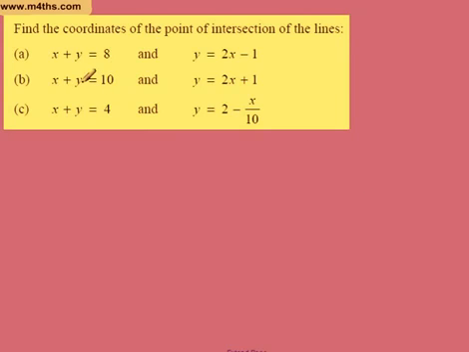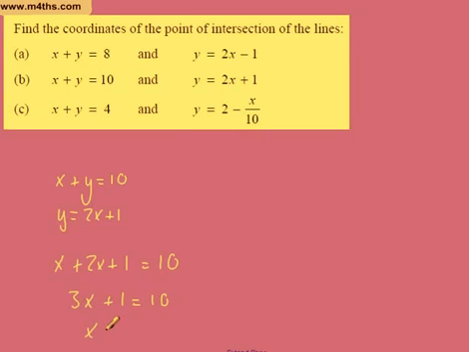So let's use the substitution method for this one. x plus y is equal to 10, and we've got y is equal to 2x plus 1. So we can put all of that in here and get x plus 2x plus 1 is equal to 10. So again, 3x plus 1 is equal to 10. 3x will equal 9, x will equal 3. And then we just put that in. If x is 3, 3 plus y is 10, y is 7.